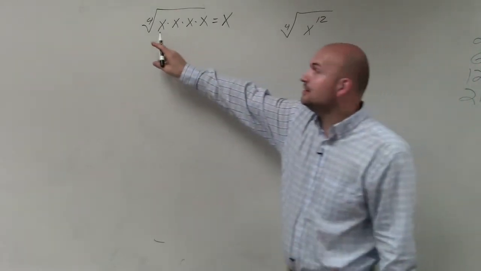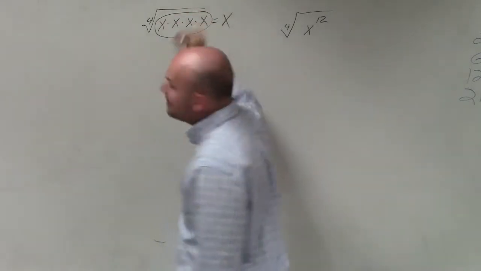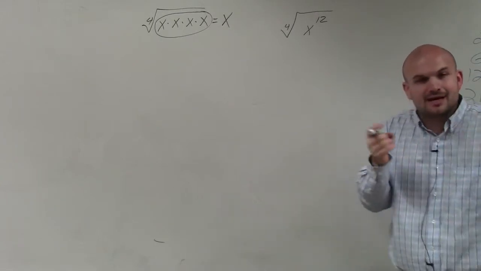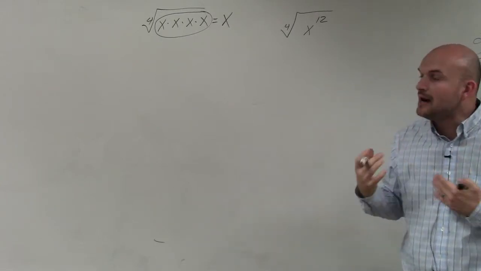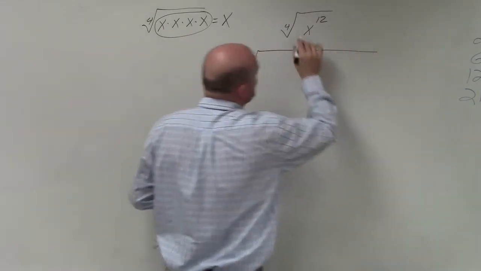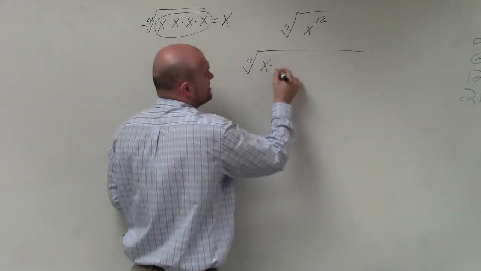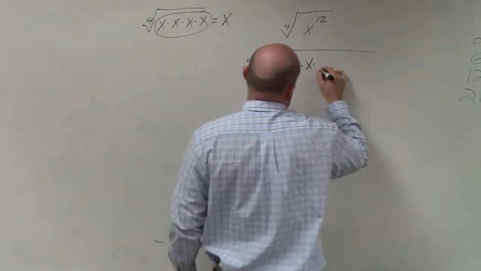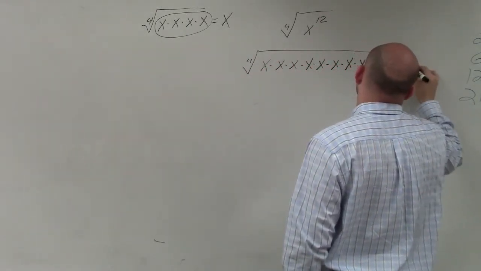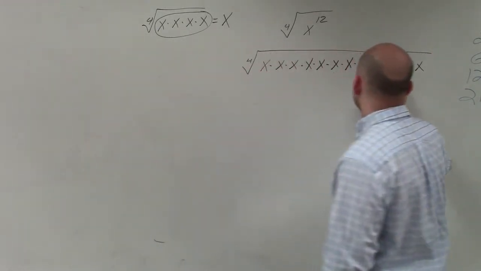Okay, but what you're doing is trying to find groups of 4, because remember, that represents x to the 4th power. And the root and the power are going to be inverse operations. So the easiest way to do it, and the longest way, is I can just break this up into x times x times x. One, 2, 3, 4, 5, 6, 7, 8, 9, 10, 11, 12.